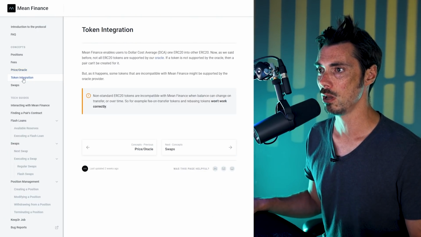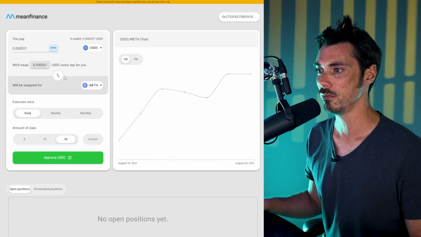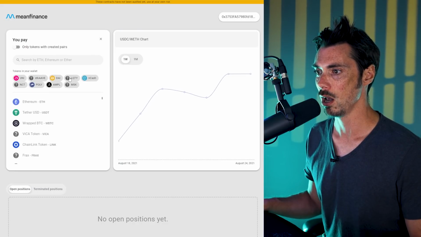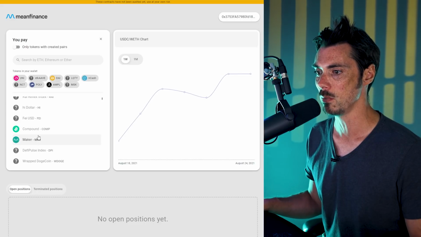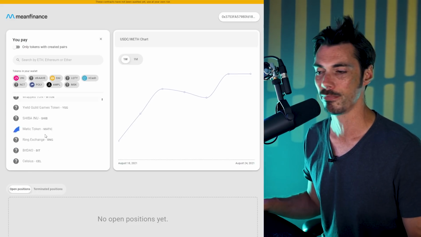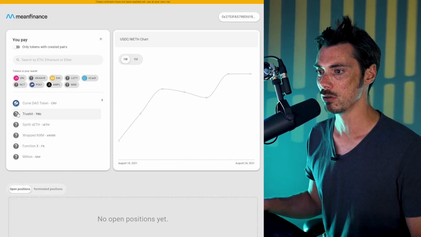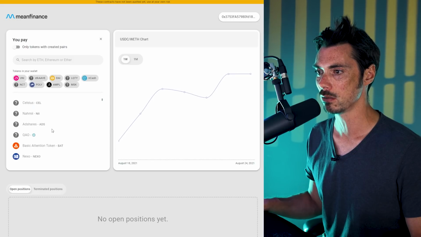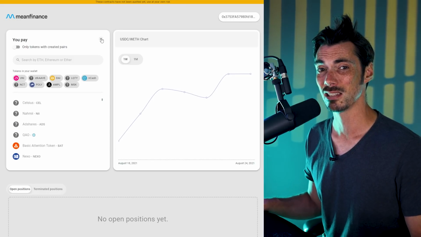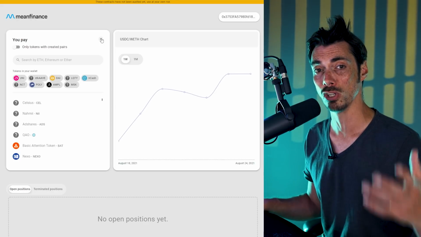Token integration, well, when I looked, I couldn't actually find Hoodie. Doesn't mean that it's not there, but it wasn't immediately obvious where it was from. I mean, you've got a bunch of fairly familiar tokens here as you scroll down the list. But there are some question marks around some of them, and I suspect it might be difficult to set up pairs, some of the more unusual pairs.